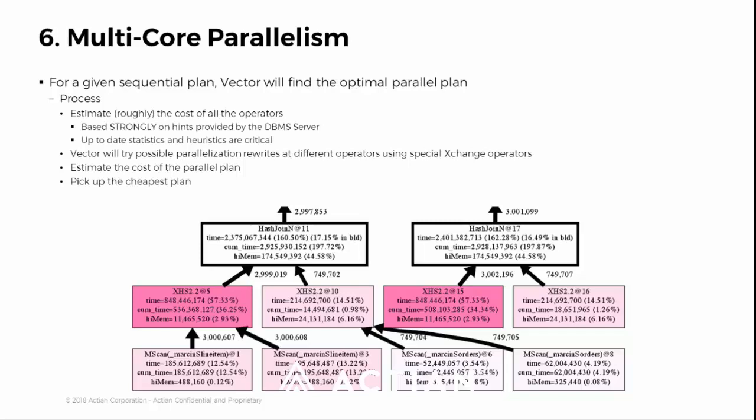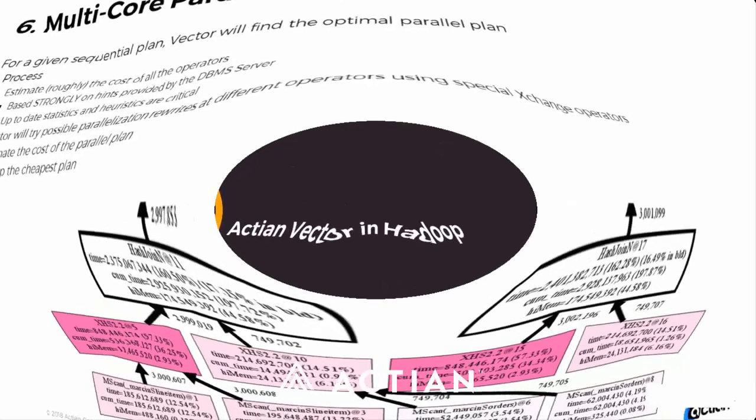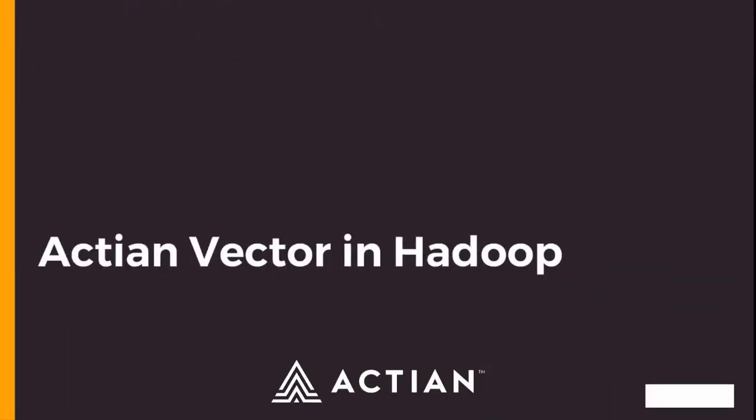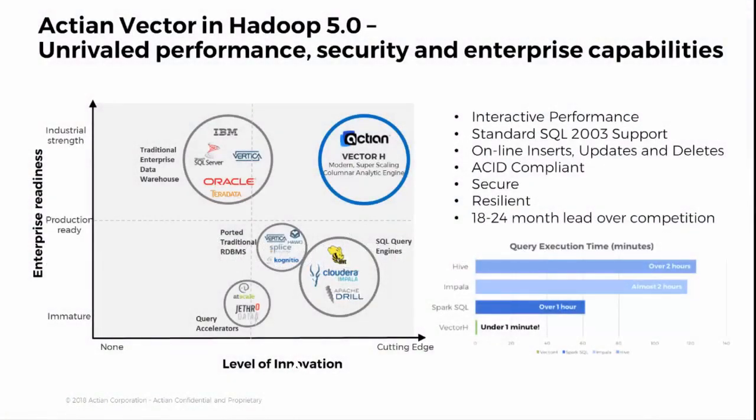What we're going to do now is dig a little deeper into Actian Vector and Hadoop. We now call this product VectorH, and we're de-emphasizing Hadoop because we use it only for HDFS and YARN, and we call it VectorH just as shorthand. So what you're seeing on the screen right now is how we position VectorH.